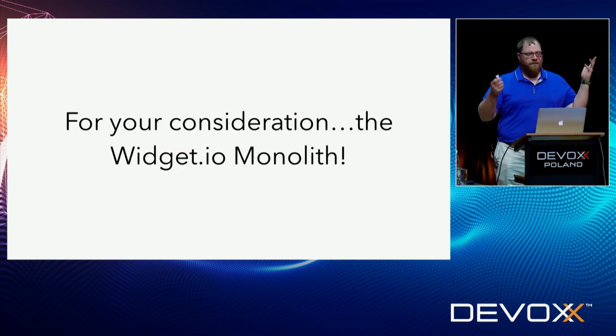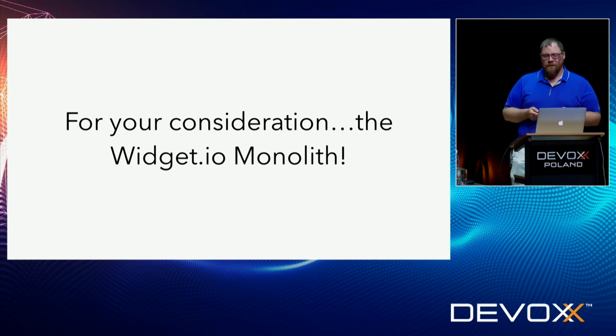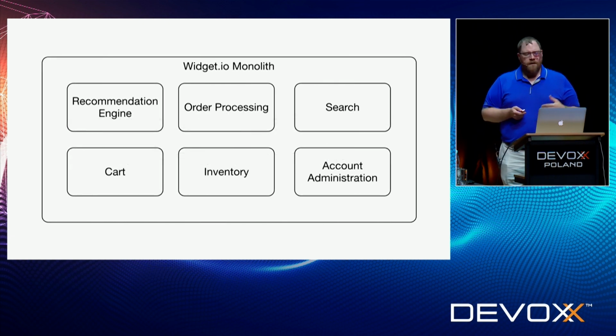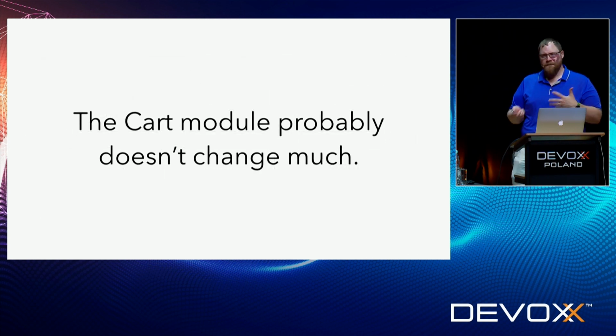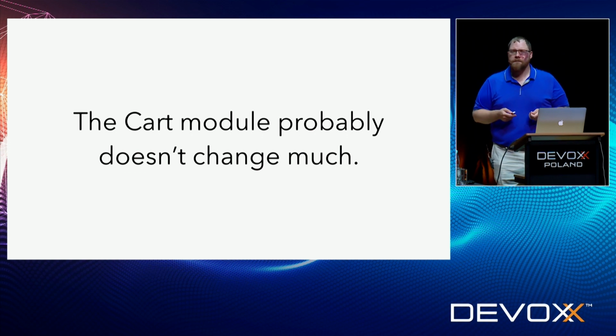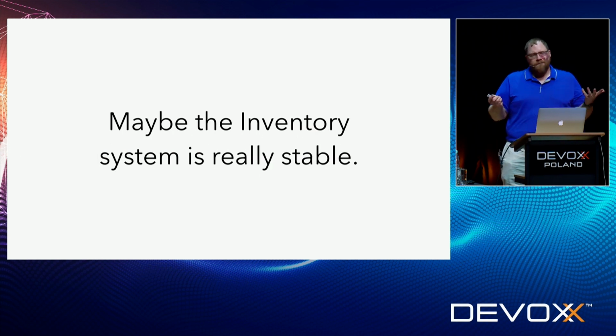So let's imagine a hypothetical shopping system kind of thing. Looks a little bit something like this. We've got the typical things you would find in sort of a retail operation, a recommendation engine, search, inventory. Pretty good chance your cart hasn't changed a lot. You add items, you remove items, you change the quantity of items. The inventory system, you might not have any choice here.